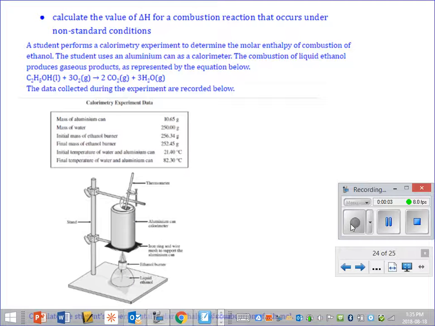All right, so we're going to calculate the value of delta H for a combustion reaction based on the calorimetry experiment that you see here. So we're talking about the molar enthalpy of combustion of ethanol, and we have an aluminum can as a calorimeter. We have the combustion of liquid ethanol and the reaction that you see there. And then we have all of this data that we're going to use to calculate the value of delta H.